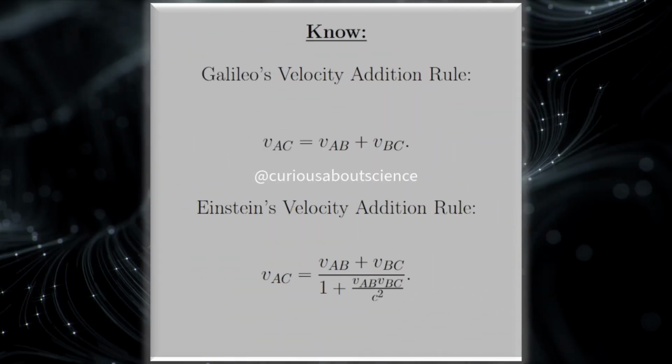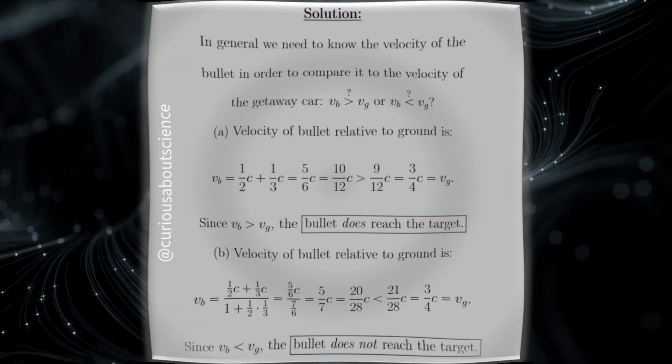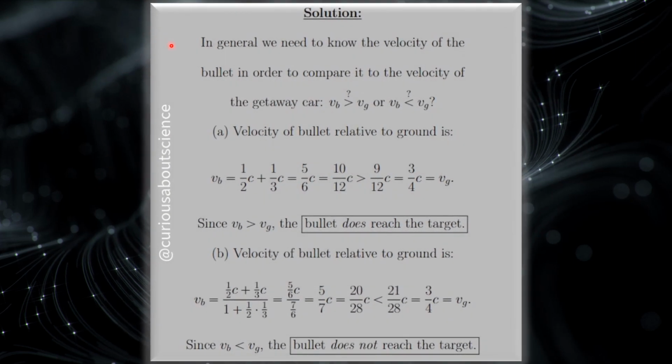Well, of course, what we know we need is the Galileo velocity rule and the Einstein velocity rule. We saw this the last couple questions, so we'll just go ahead and move on through. How do we solve it? Well, let's consider that in general, we need to know the velocity of the bullet in order to compare it to the velocity of the getaway car. Clearly, if the bullet's velocity is greater than the getaway car's, we get the bad guys, so the bullet does reach the target.